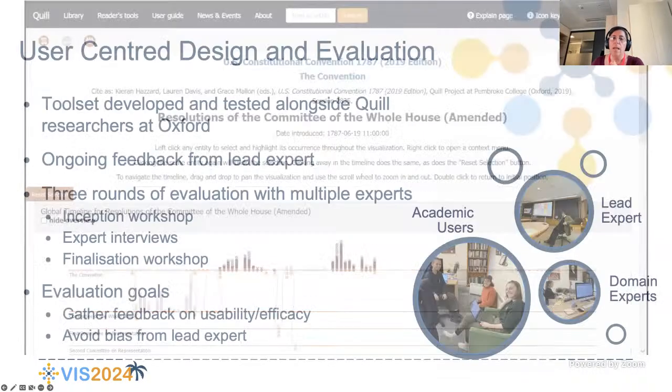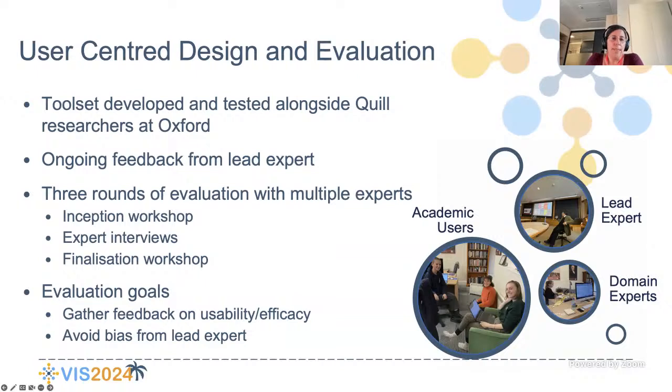specific text. Now, the tool development followed a user-centered design and evaluation. Our interaction with the users consisted of ongoing feedback from our lead domain expert and evaluation sessions with multiple other experts. We performed 3 rounds of evaluation at different significant milestones in the development. The first one was an inception workshop. The second one, an evaluation with a larger group of users of the system. And then the third evaluation consisted of domain expert interviews and workshop evaluation, which focused on evaluating the ensemble of the interface and its features as a whole.